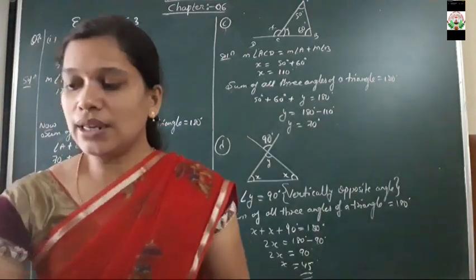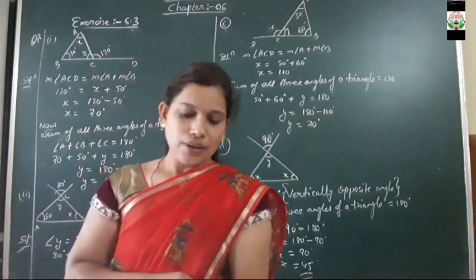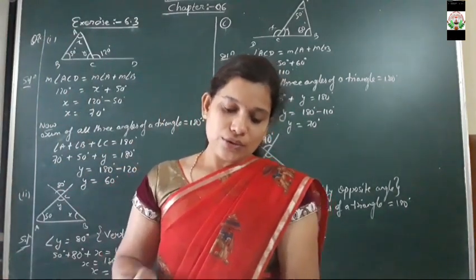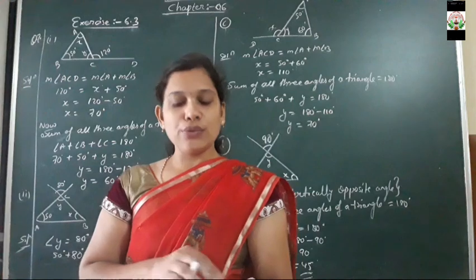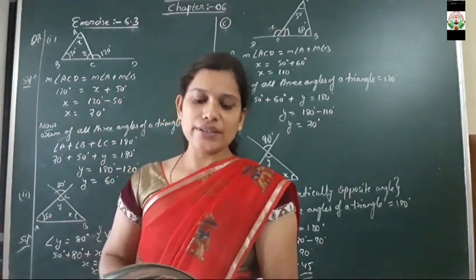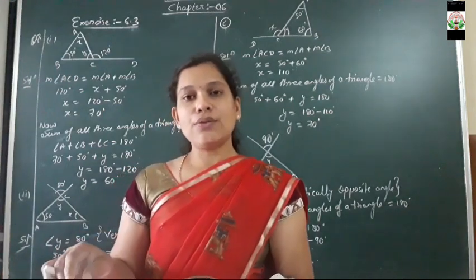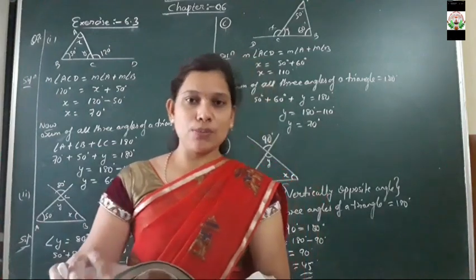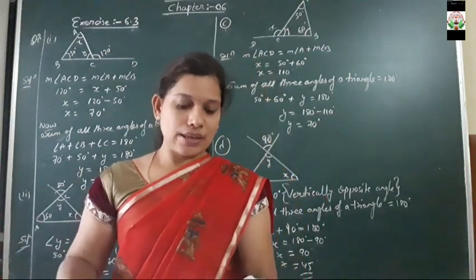Okay, so dear student, exercise 6.3 is over. The last question, try to do on your own. It's an exterior angle. Just apply the definition of vertically opposite angle. It will be solved easily.